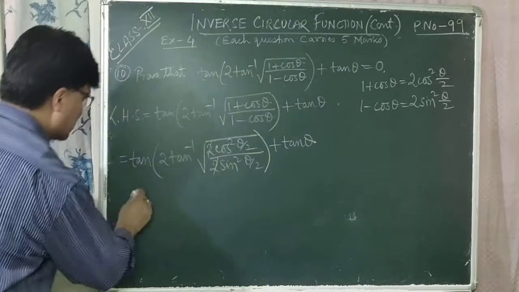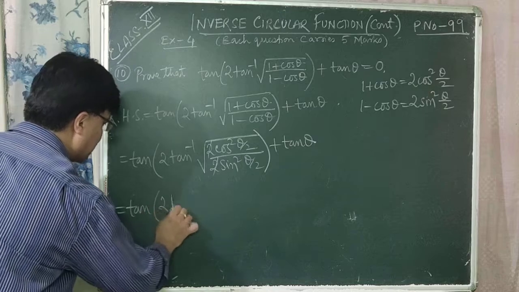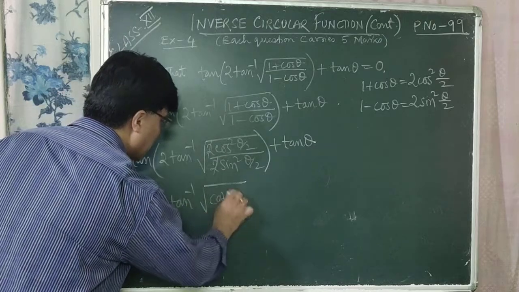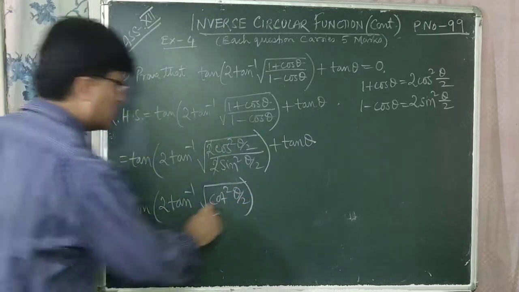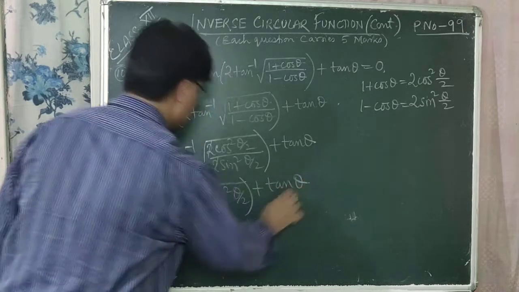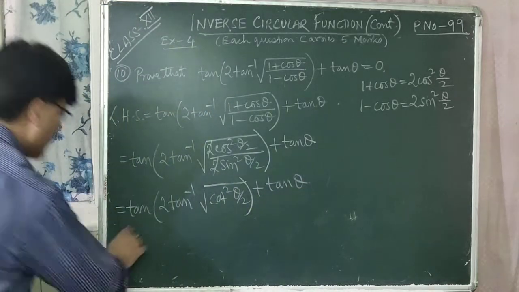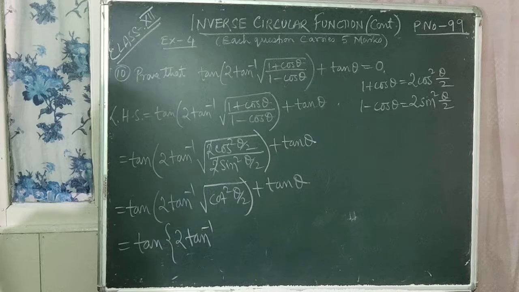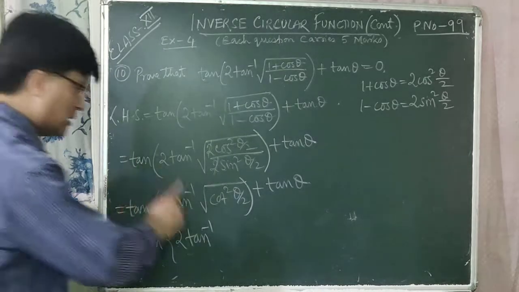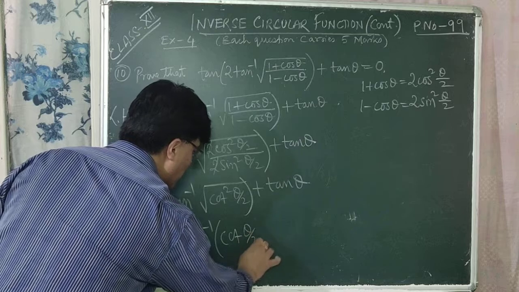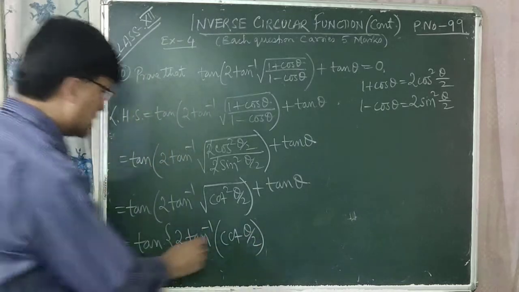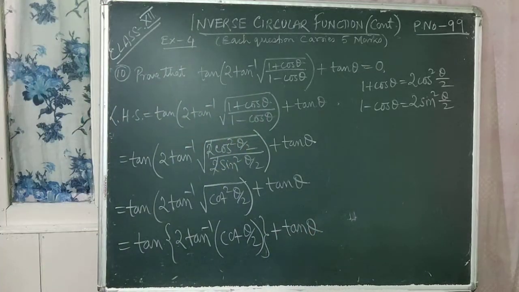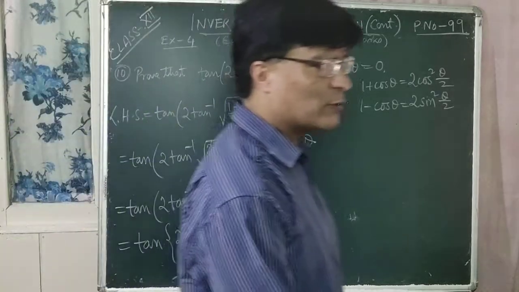So we can cancel this 2, which is equal to tan within bracket 2 tan inverse within square root. What is cos square by sin square? It is cot square theta by 2, right? Plus this is your tan theta. Is it clear? Which is equal to tan, now within second bracket 2 tan inverse. What is the formula for root of the cot square theta by 2? The square root will be removed, square will be removed, and you will have cot theta by 2. Second bracket is closed. Then write down plus tan theta. So copy it. Now in the next step, what will you do?